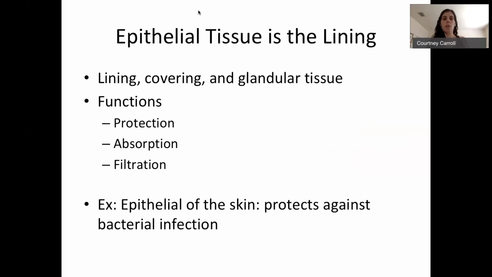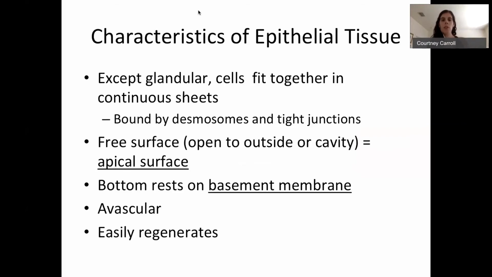We'll start with epithelial tissue, which is the lining. So these are the linings, the coverings, the tissue that makes glands. And they function in things like protection, absorption, and filtration. A classic example of epithelial tissue is the epithelium of your skin, which protects you against bacterial infection, for example.